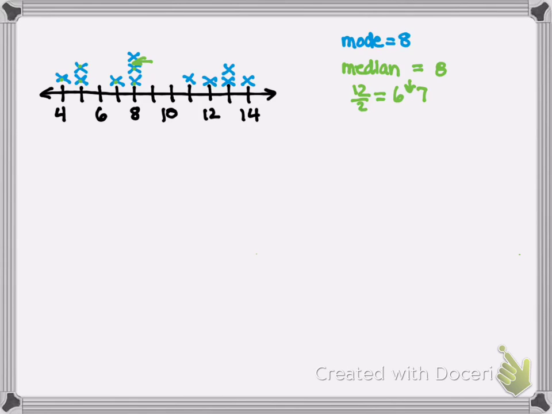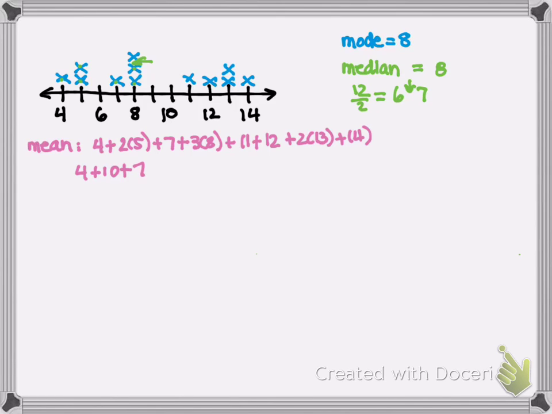Let's do mean. So I'm going to do mean over here because it's going to require a little bit more work. So let me show you how I use this to do the mean with this particular problem. So I have 1 4, I have 2 5s, I have 1 7, I have 3 8s, I have 1 11, I have 1 12, I have 2 13s, and I have 1 14. So I'm going to add those up, and I get 4, 10, 7, 24, 11, 12, 26, and a 14.